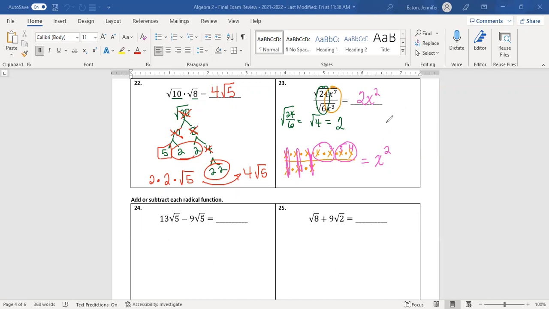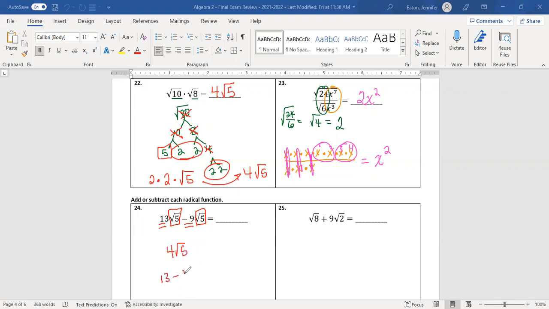All right, for number 24, we are subtracting 13 root 5 minus 9 root 5. We notice that the roots are the same. When your roots are the same, you just simply do the subtraction of the numbers in front of your roots. So 13 minus 9 is 4. So we get 4 root 5.